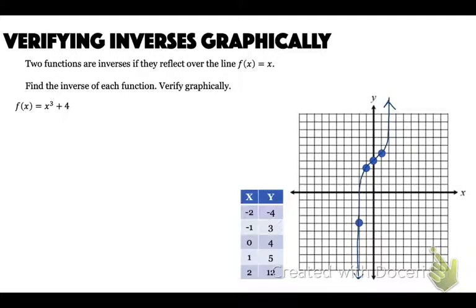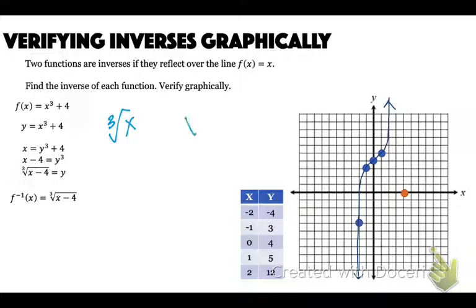Now I need to find the inverse. Sorry, I got distracted. So y equals x cubed plus 4. Switch the x and the y's. Subtract the 4 and cube root it. So f inverse equals the cube root of x minus 4. Well, that x minus 4 moves this right 4. And now it is the inverse. Cube root of x is the inverse of x cubed.